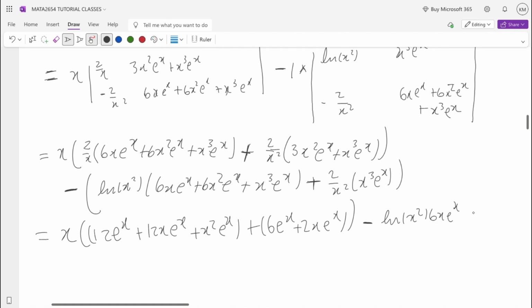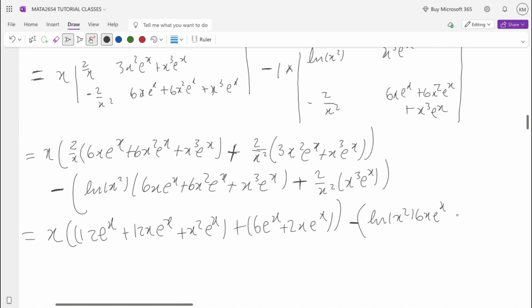Then let me keep the bracket. Then plus ln. Is there any need for us to expand this one? Now I feel like this one we can leave it like this. Yeah, I'll show you guys what I mean. There is no need for it to get expanded.